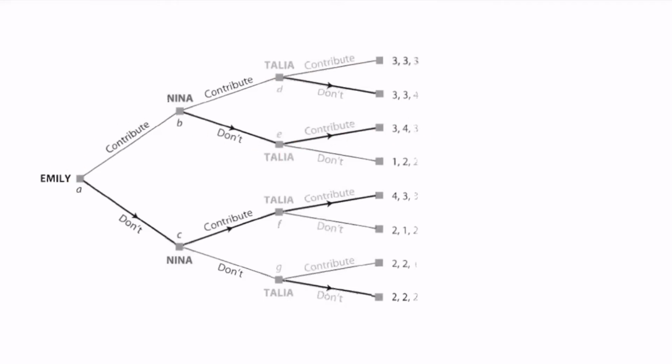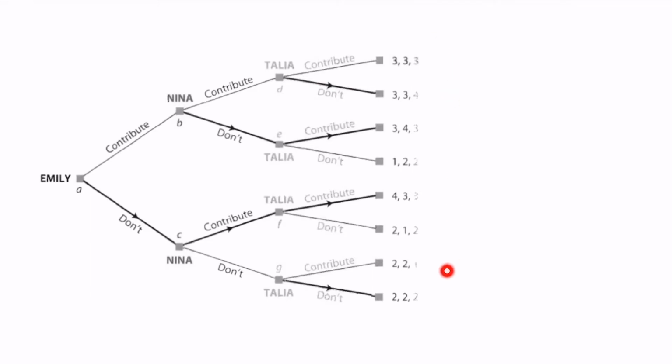Okay. Let's start with the upper path. Who is the last person? Here, Talia decides last, so we'll start with Talia. In that case, we assume that Emily contributed, Nina also contributed. And the question is, what would Talia do?